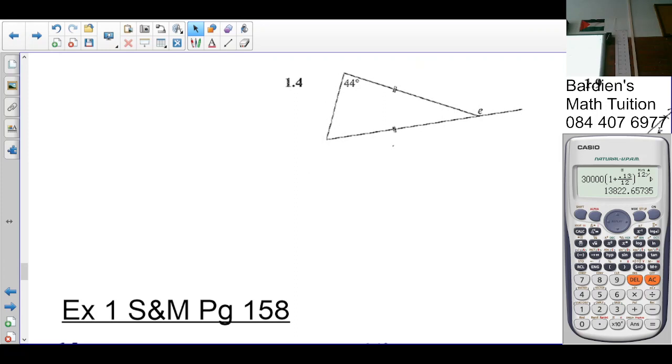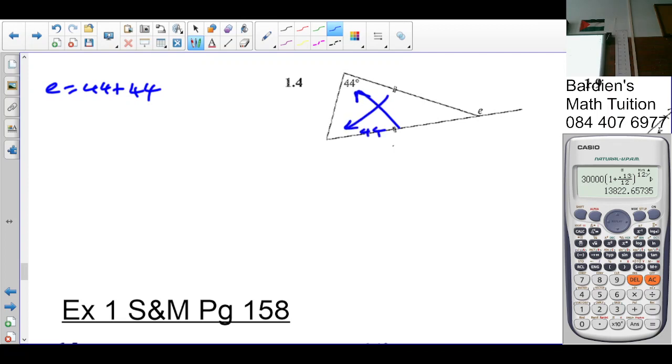Look at 1.4. I have to calculate E, sorry. E is equal to 44 plus. As you can see, that angle is equal to that angle. And what's the reason there? Why are those angles equal?